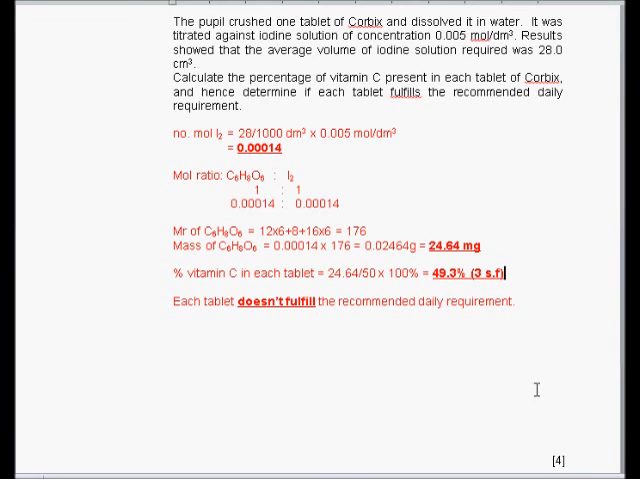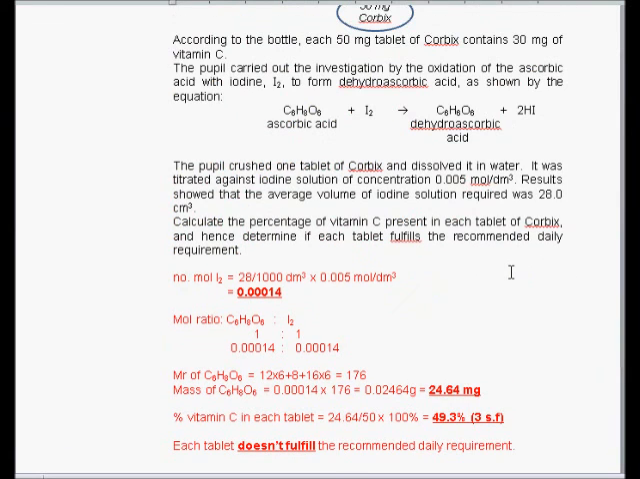So 1 mark here, 1 mark here, 1 mark here. And for this one, these two are actually 1 mark, these two. Your conclusion here must be supported by this 24.64. Okay, that's the end of the paper.